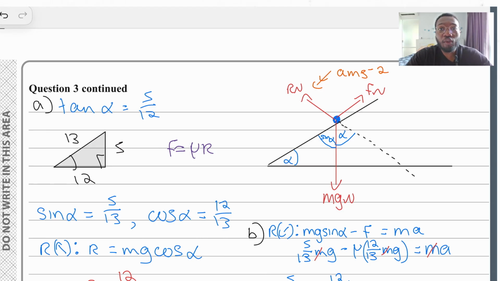In this question, mu needs to be less than 5 over 12 for it to move when released at rest. If mu is greater than 5 over 12, the friction would be greater than the weight going down the plane, and therefore it would still stay at rest. So just put something like P would stay at rest.